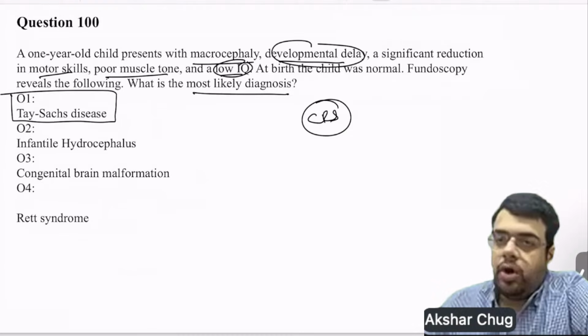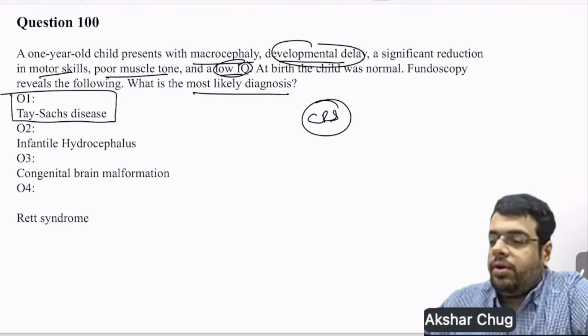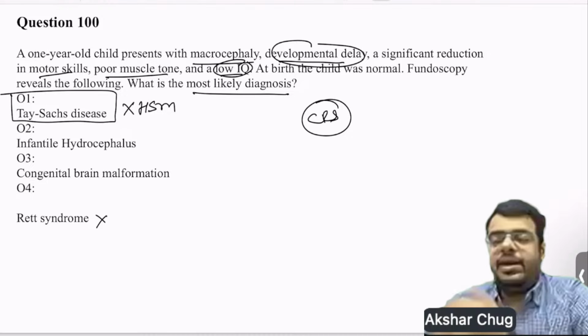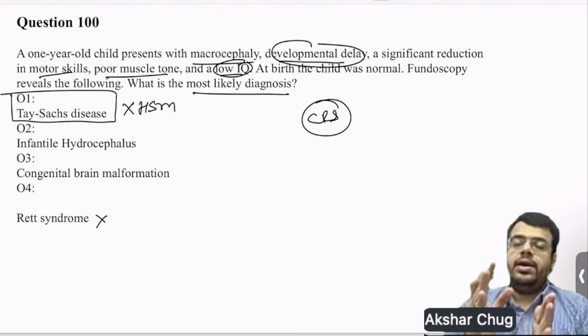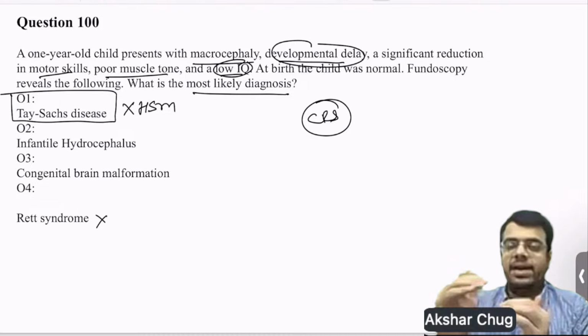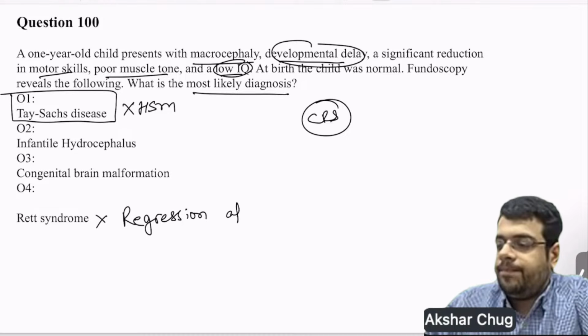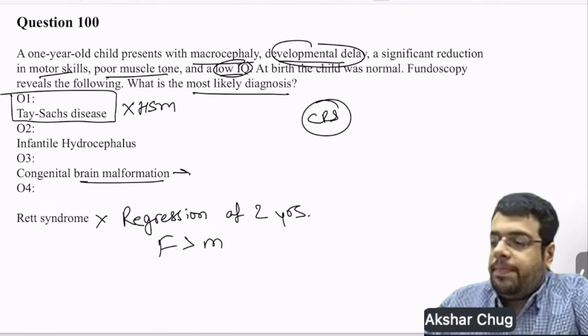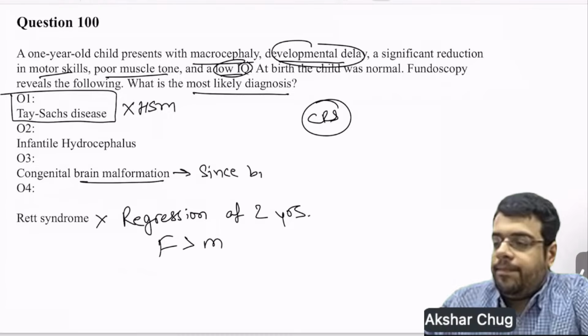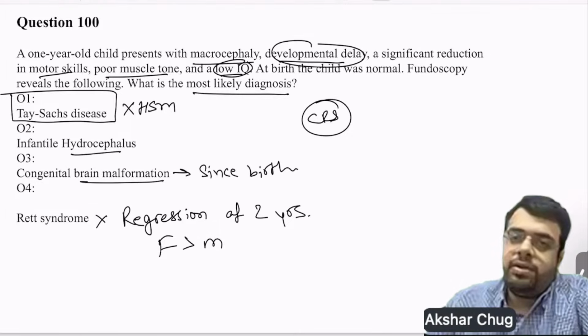Niemann-Pick is not in the options. In Tay-Sachs, there would be no hepatosplenomegaly, but in Niemann-Pick, there would be hepatosplenomegaly. In Rett syndrome, the child will first show normal developmental milestones, but then it will regress. It shows regression of developmental milestones, starting after 2 years. Also, it is more common in females. Congenital brain malformation would be present since birth, and there is no history of hydrocephalus given to us.